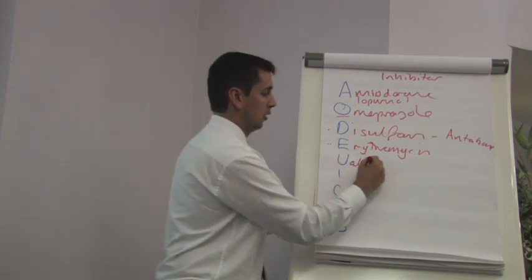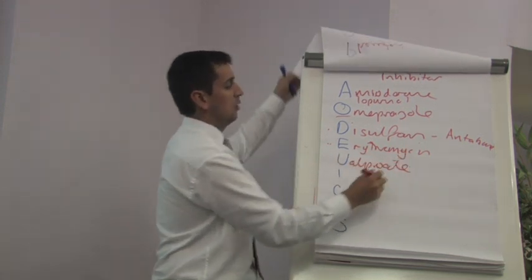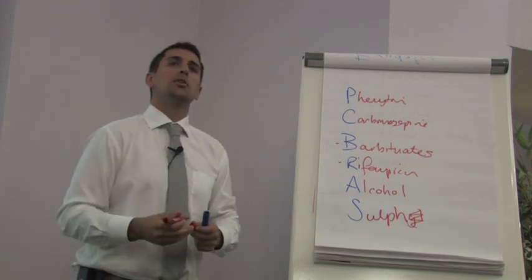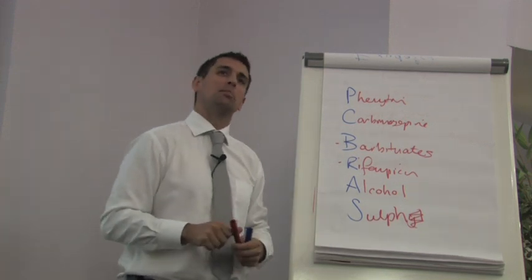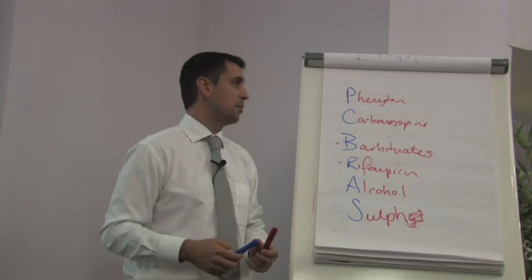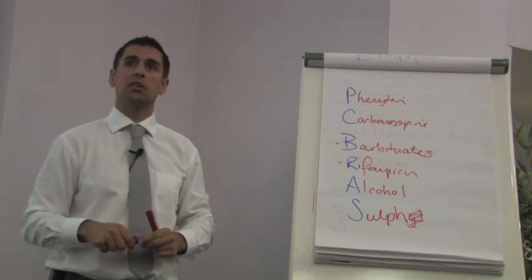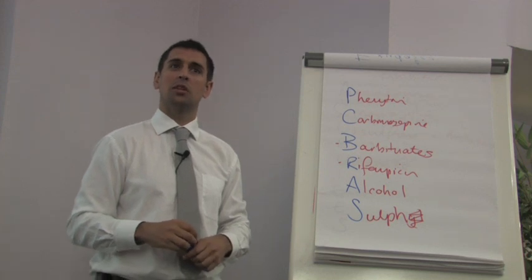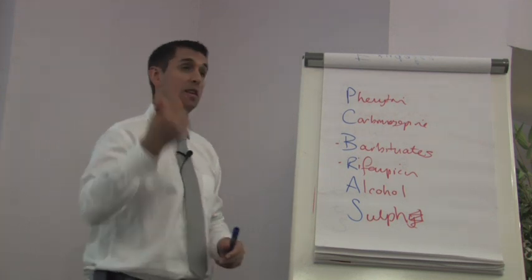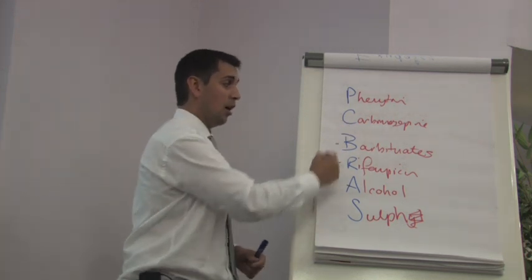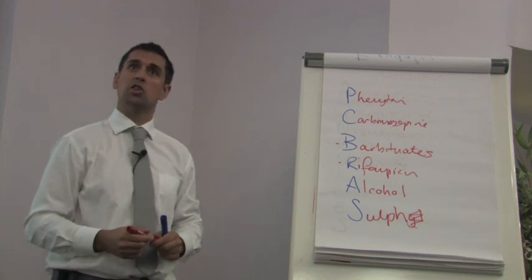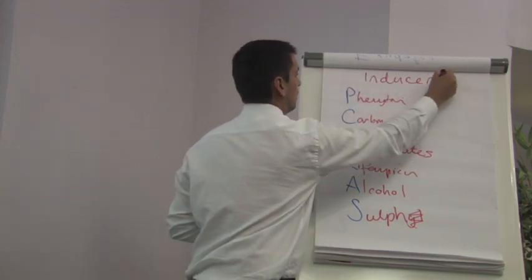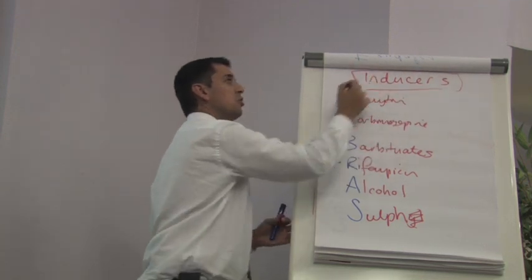V, valproate. See, it's one of the only anti-epileptics that's on the inhibitor list. Most painful thing to happen in your exam, and I've seen it happen quite a few times, is you learn your PC BRAS and your AO devices, and then you can't remember which one's the inhibitor list and which one is the inducer list. The way I remember it in my head, bras seduce, induce. Seducers, inducers.